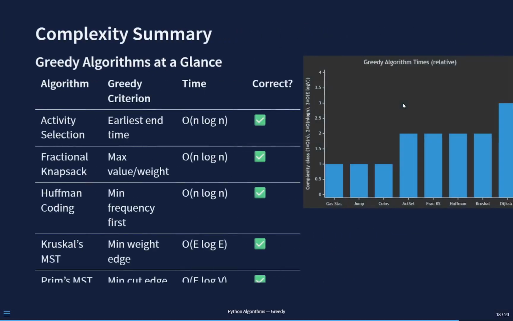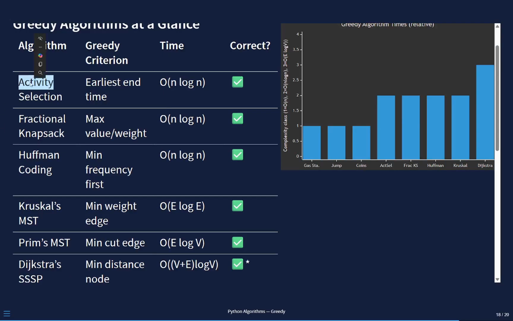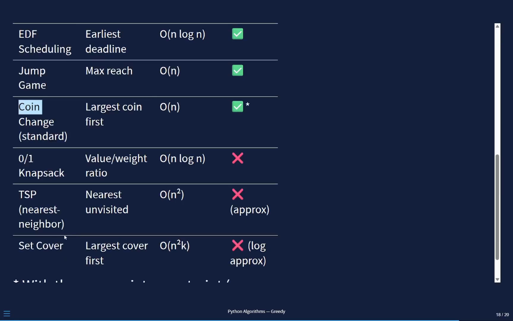Next, let's put all the greedy algorithms side by side. The table gives the greedy criterion and time complexity for each algorithm. Activity selection, earliest end time, O(n log n). Fractional knapsack, max value/weight ratio, O(n log n). Huffman coding, min frequency first via heap, O(n log n). Kruskal's MST, minimum weight edge with union find, O(E log E). Dijkstra, minimum distance node via heap, O((E plus V) log V). EDF scheduling, earliest deadline, O(n log n). Jump game, maximum reach scan, O(n).